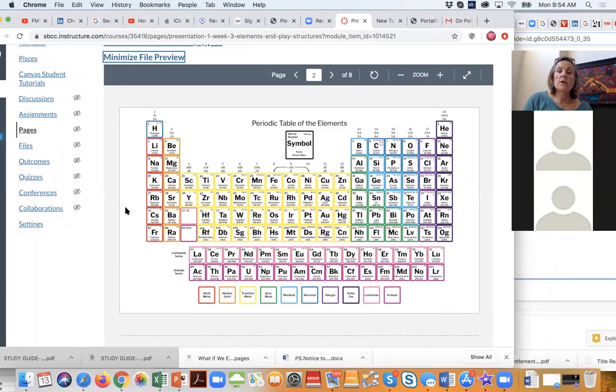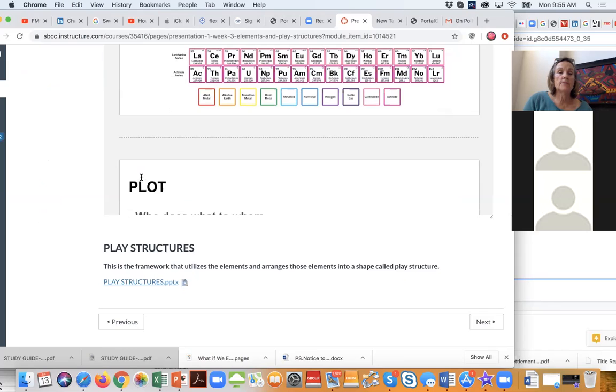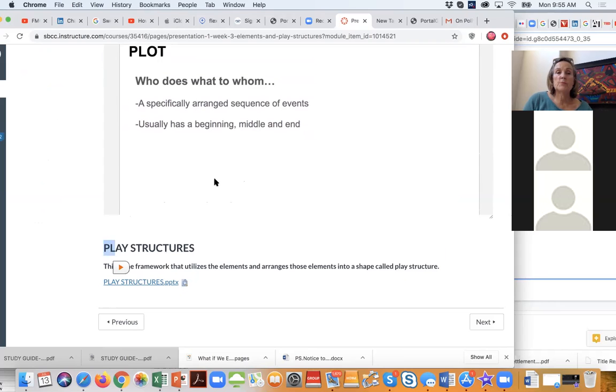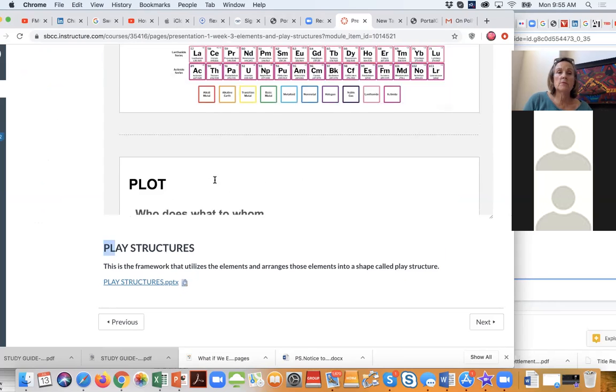But the periodic table of elements, I think, is very important because this is what all Earth synthesizes down into these specific elements. And so I want you to see how foundational these dramatic elements are. It's just like the periodic table, where every single item on Earth is built on the periodic table of elements. The same is true with the elements that we have. Plot: who does what to whom, a specifically arranged sequence of events.